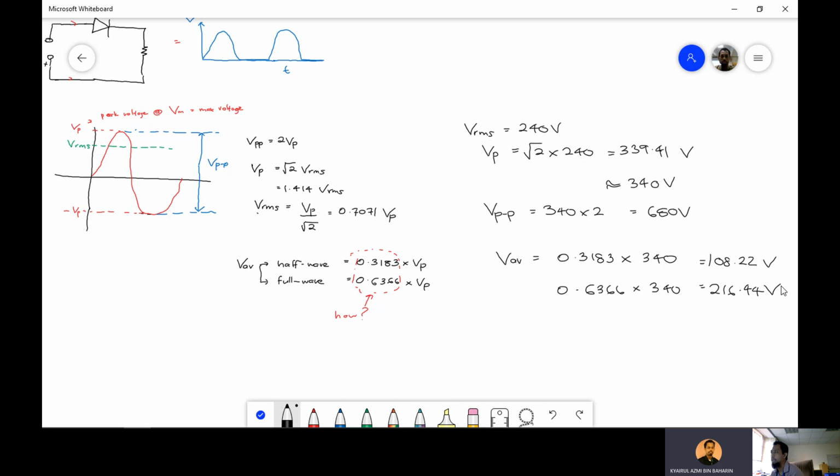Okay, so this is how we calculate if we are given a certain type of value. So when you want to answer questions related to the AC voltmeter, you need to be careful in determining what value is given in the question. Is it the peak value, peak-to-peak value, RMS value, or average value? Okay, and you need to use it accordingly. Okay, so going back to the slide.